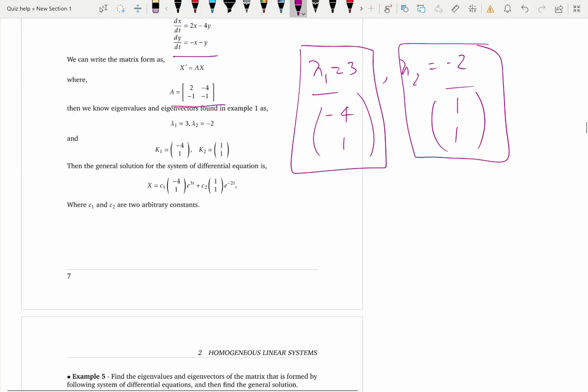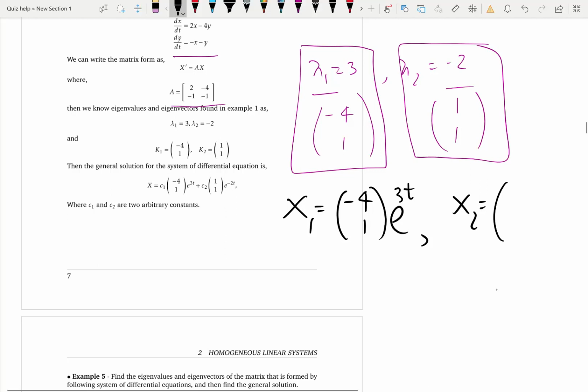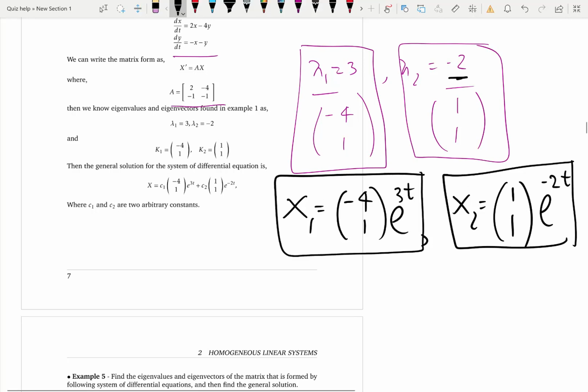Now this falls under case 1, where you have distinct eigenvalues. Now the way you write the general solution is very simple. But let's write down the fundamental set of solutions. So x1 is the eigenvector times e to the lambda t. Here lambda is 3, so e to the 3t. That's x1. The second solution is the second eigenvector times e to the lambda t with its relevant eigenvalue, negative 2. So these are the two solutions in the fundamental set of solutions.